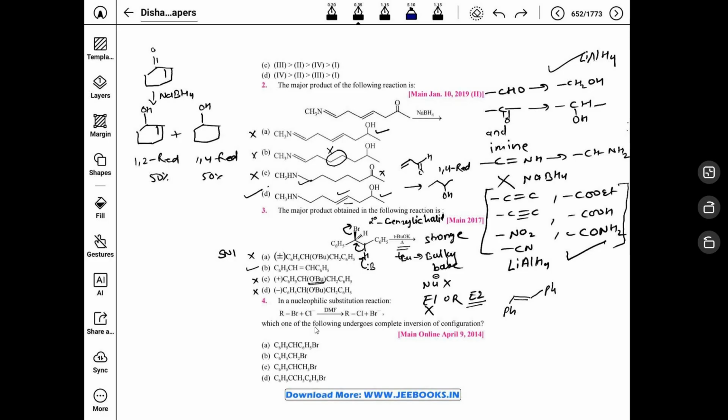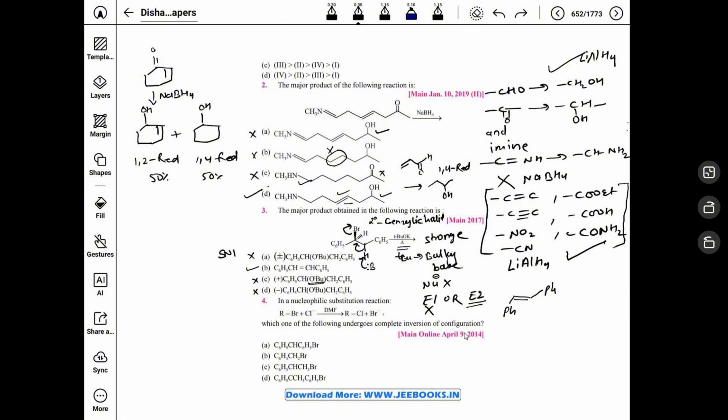Now moving to question number 4. In a nucleophilic substitution reaction, alkyl bromide reacts with chloride in DMF and gives alkyl chloride. This reaction indicates that this is a substitution reaction in which chloride is replacing the bromide, and it is an SN2 reaction because inversion of configuration is taking place. Now the question: which one of the following undergoes complete inversion of configuration?